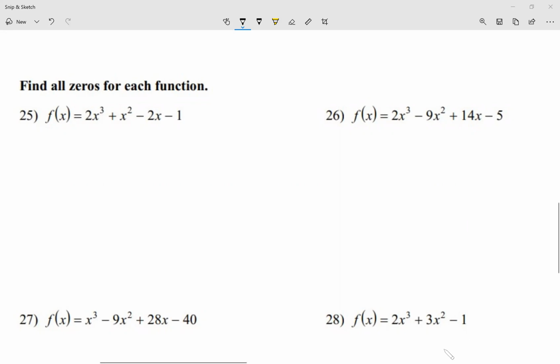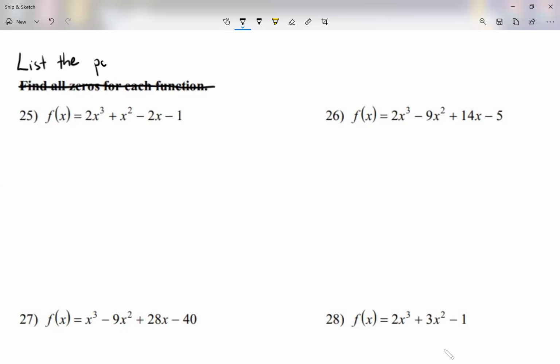So let me change my instructions here. Let me make it fit your homework. On your homework, I'm going to ask you to list the possible rational zeros for each function. Rational again is fraction. Now it sounds like mumbo jumbo, but in a little, you guys will be like, oh, that's not too bad. So it's the possible rational zeros for each function. I do expect a list then.